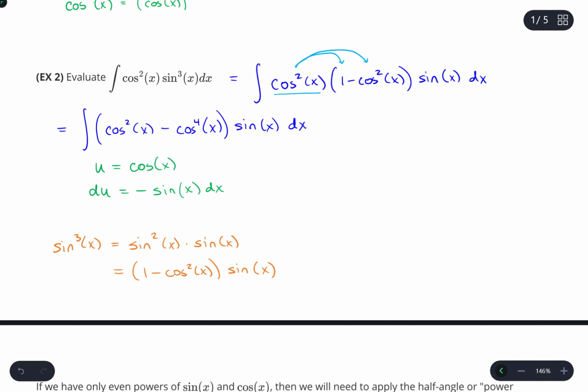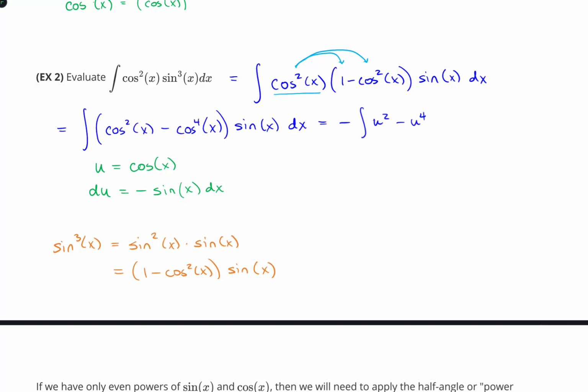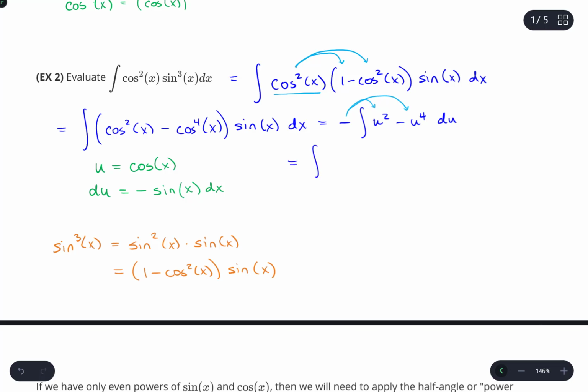So this would become, after substituting, negative integral. So cosine squared will turn into u squared minus u to the fourth. And then sine x dx is getting taken care of through the du. And then, of course, I have my negative here. And in fact, I could actually distribute that negative. So if I distribute the negative into the integral, it's going to make each of those terms negative and effectively just turn the order of this binomial around. So u to the fourth minus u squared du.